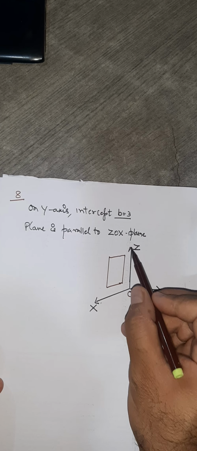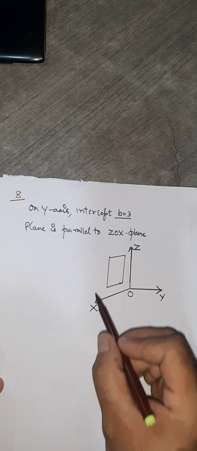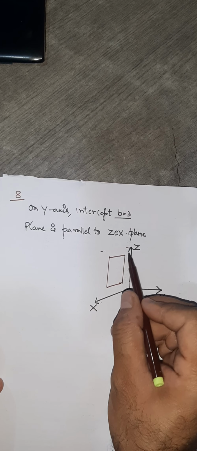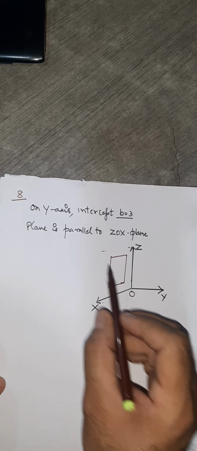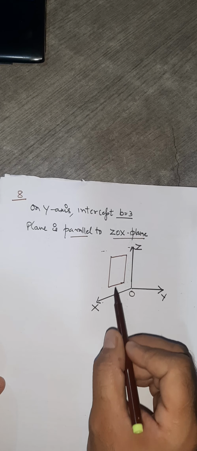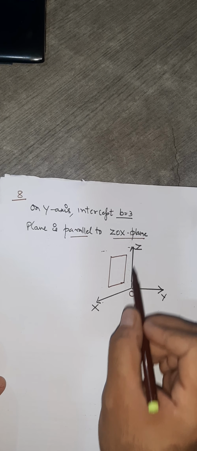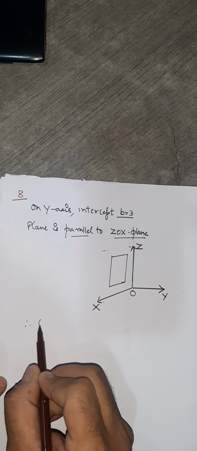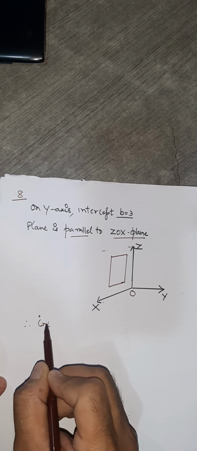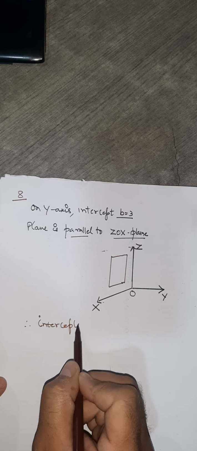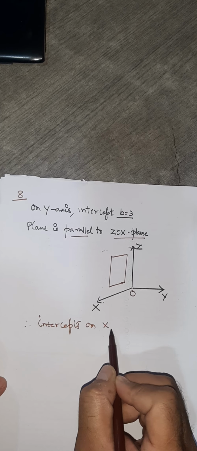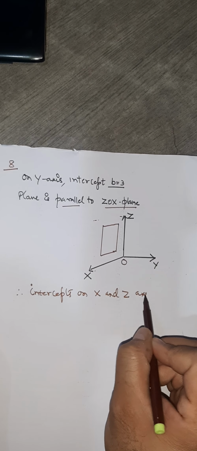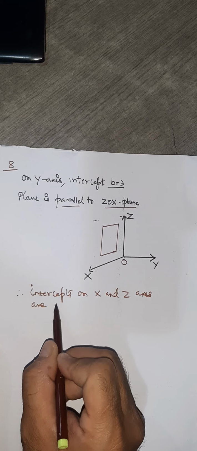This is the plane you can see, and it is parallel to this plane. This is the plane here. Inside this is your plane. So it's parallel to this plane here, remember. It will never cut the Z and X axes. So therefore you can say that the intercepts on the X and Z axes are undefined.